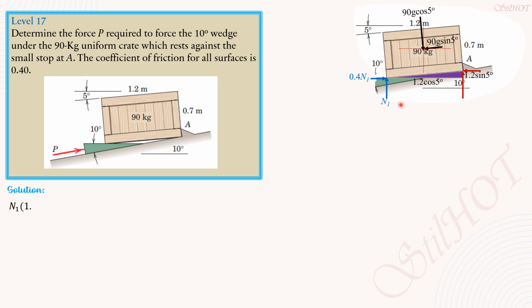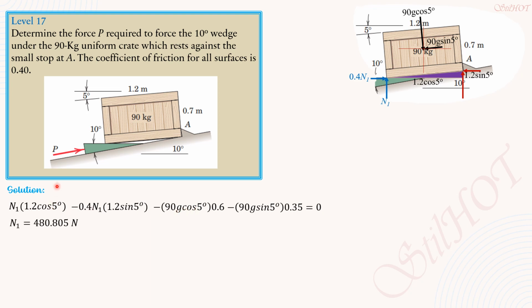So we have N1 times 1.2 cosine of 5 degrees, minus 0.4 of N1 times quantity 1.2 sine of 5 degrees, minus 90G cosine 5 degrees times 0.6, where 0.6 is half of 1.2, minus 90G sine of 5 degrees times half of 0.7, 0.35, then equals 0. From here, we can solve N1. Take note G is 9.81. So N sub 1 is equal to 480.805 newtons. Having found N1, we then draw the free body diagram of the wedge as shown.